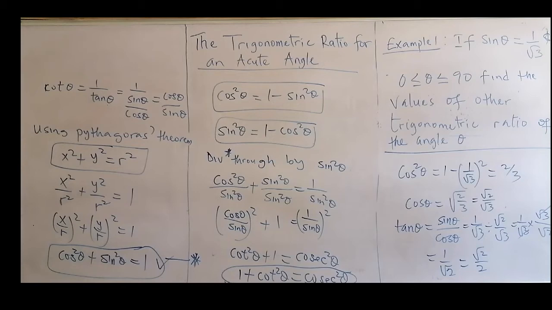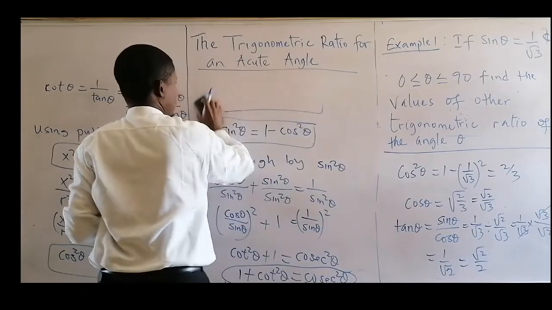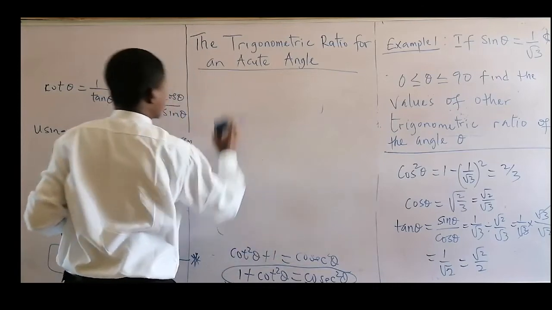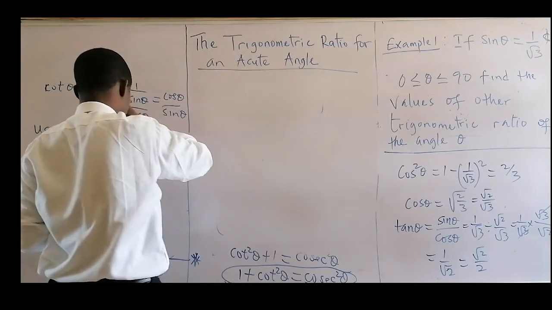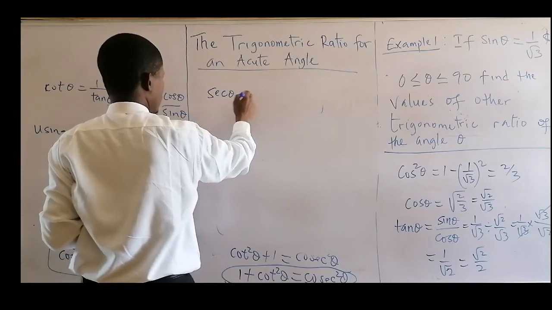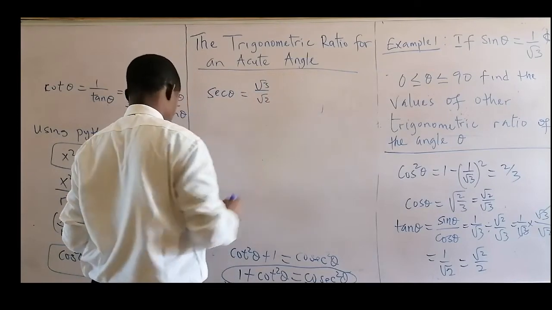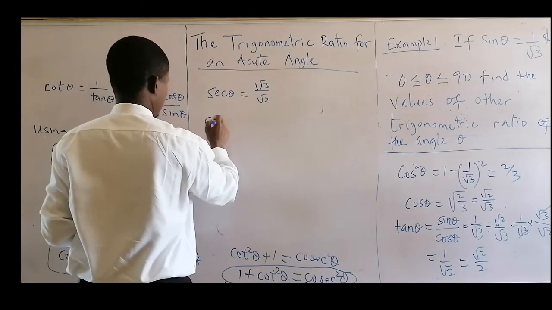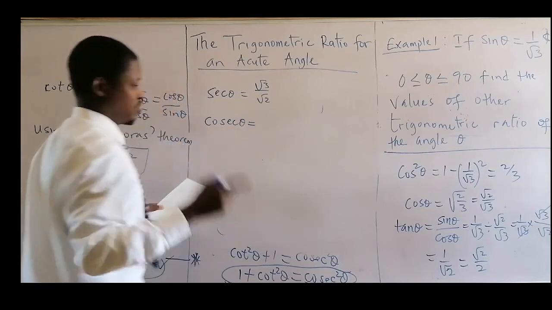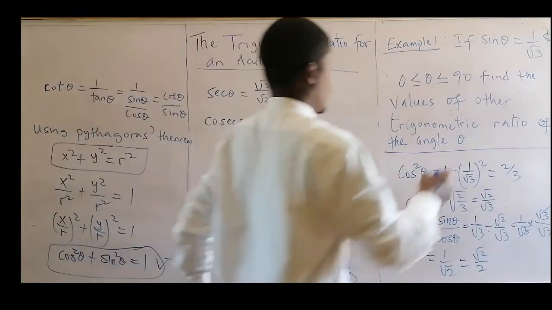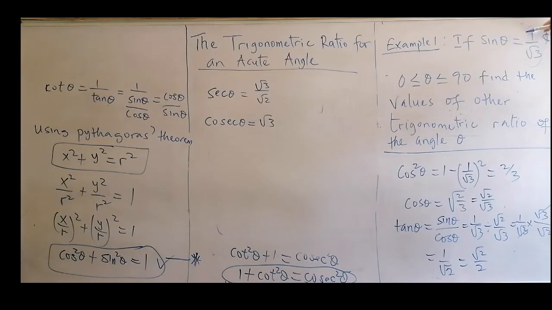Then let's get the inverse functions of sine, cos, and tangent. Let's get sec theta, which is 1 over cos, and that will be root 3 over root 2. So that one is done. Can we get cosec theta, which is 1 over sine? This is your sine, inverse that, put 1 on top of that. That will be root 3.